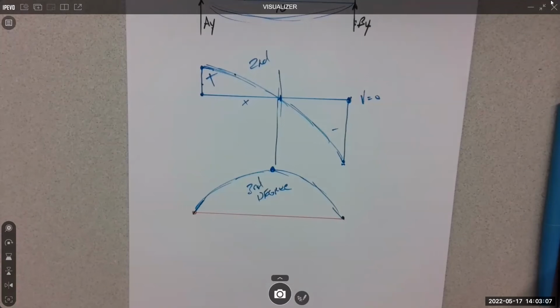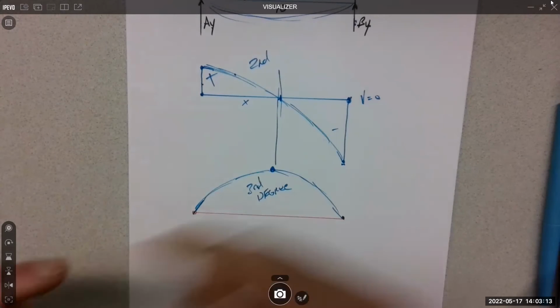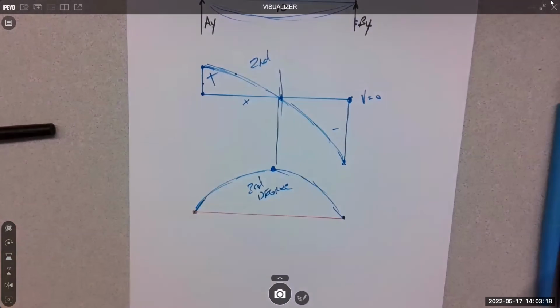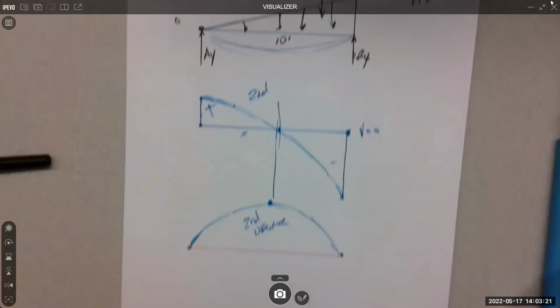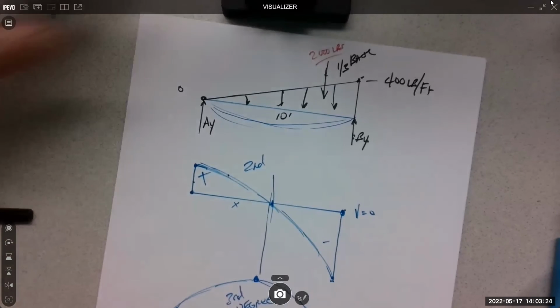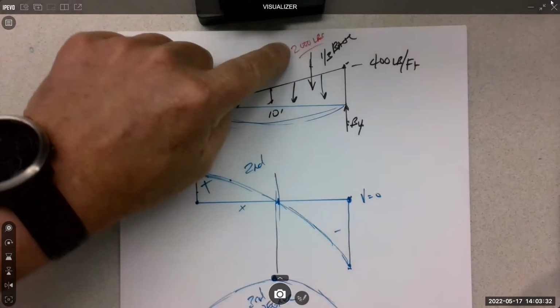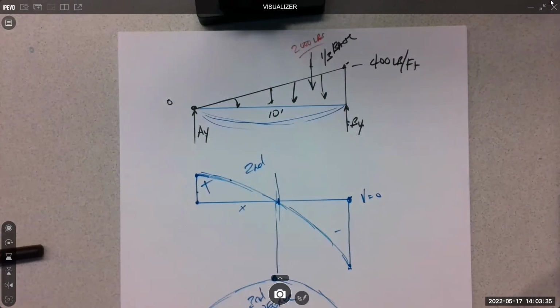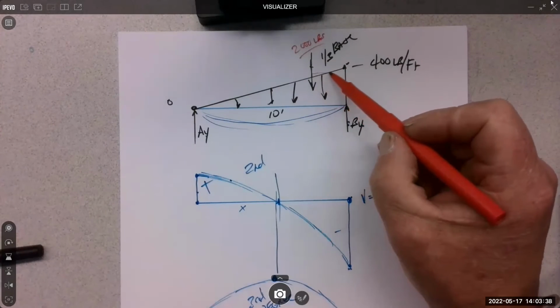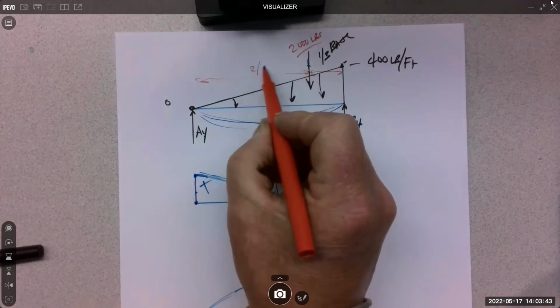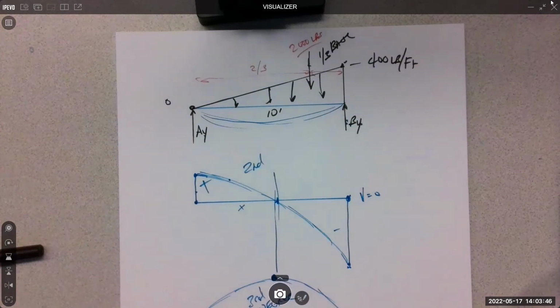One half the base is 5 times 400. 2000 is the value of the concentration. Right, because that's how we concentrate distributions. We find their area. I just did 1/2 the base times the height. And then I just know it's 1/3 from this way, or it's 2/3 from this way. The location of that concentration.